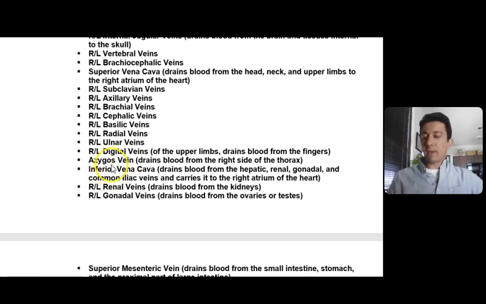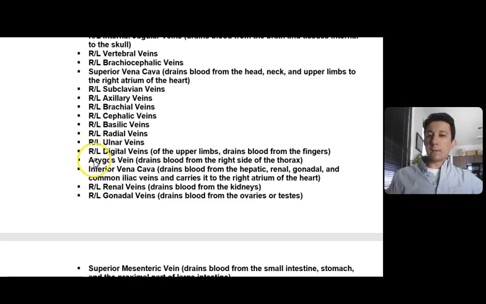There's a really interesting vein that's located in the thoracic region, which is called the azygos vein. And this term azygos means that it's not paired. So you'll notice that most of the veins and even most of the arteries that we listed have a right and a left component because our bodies are symmetrical down our midline.